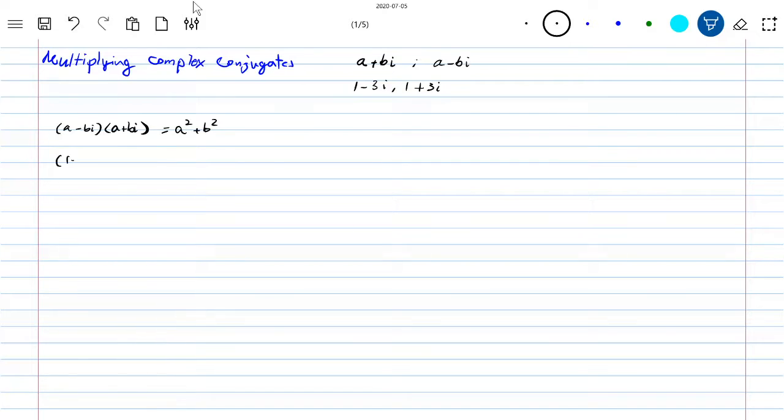For example, if you multiply 1 minus 3i by 1 plus 3i, what you get is 1 squared plus 3 squared, which is simply 10. So if you distribute, the imaginary parts will cancel out and the real values will add up together.